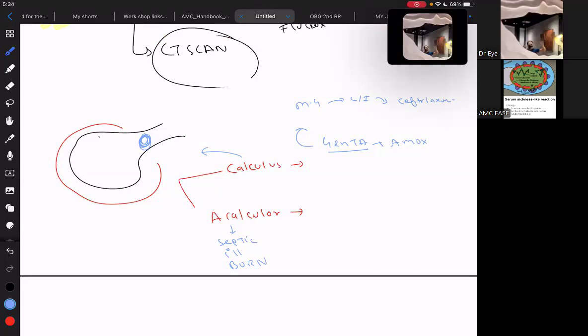For the acalculous type, we have gentamicin plus metronidazole plus amoxicillin. So we have three things over here. Again, if the patient has a gentamicin contraindication, for example myasthenia, for this we don't go for ceftriaxone, we go for piptaz. It's piperacillin plus tazobactam.